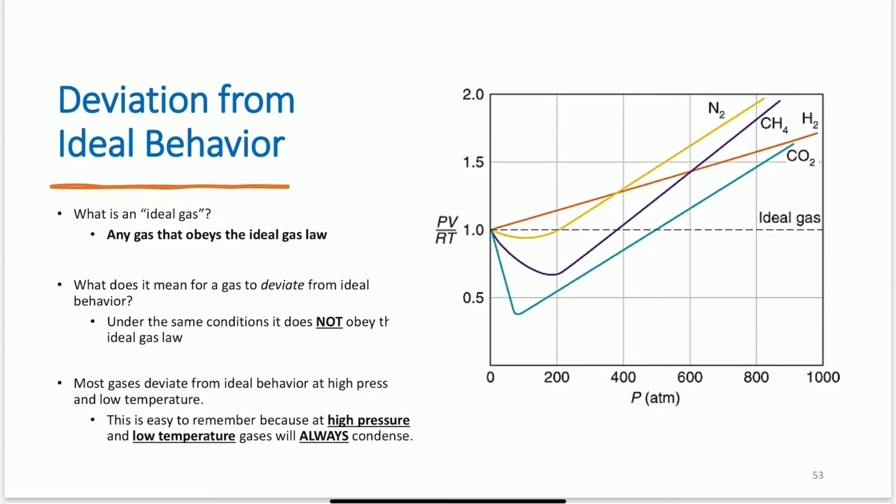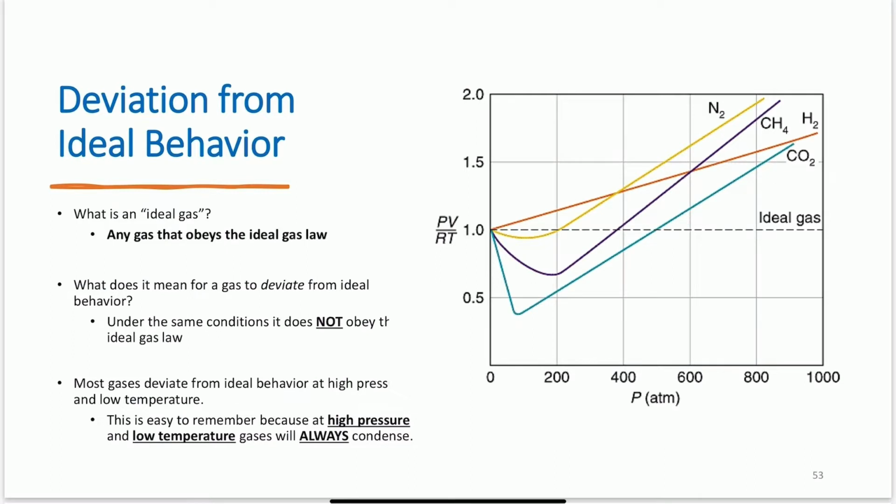It's easy to remember because at high pressure, low temperature, gases will always condense. The higher the pressure, the more closely those molecules are to one another. The lower the temperature, the less energy those molecules have to move. Both of those conditions will lead to a molecule turning to a liquid or even a solid state under the right parameters. So every gas has where it will behave under what we consider to be non-ideal conditions.